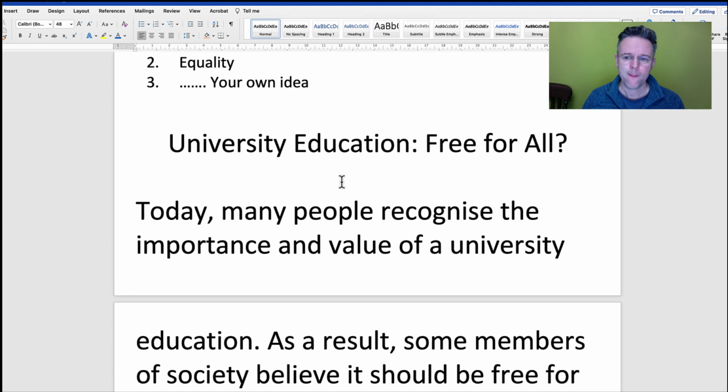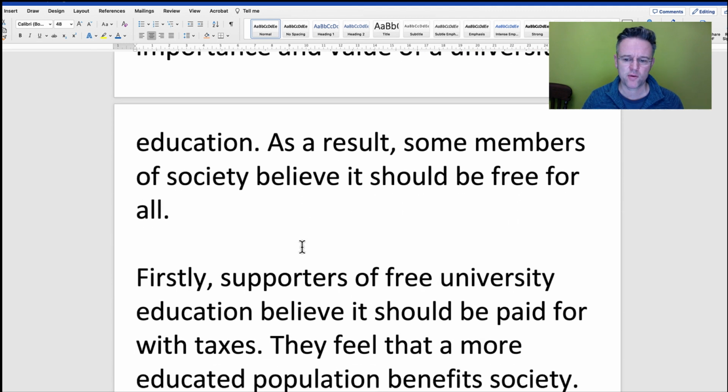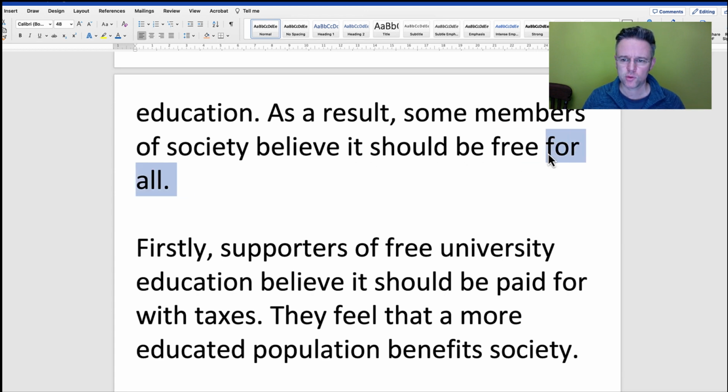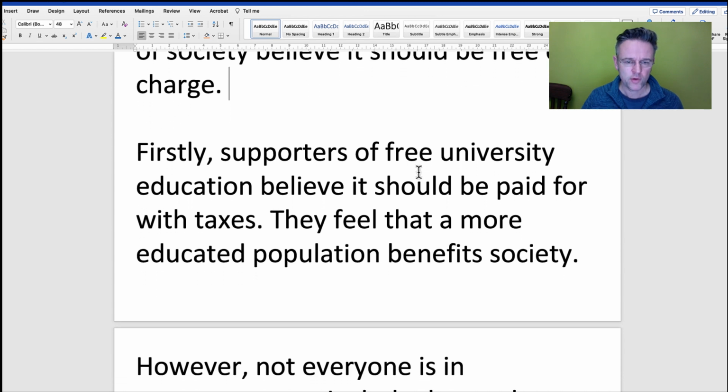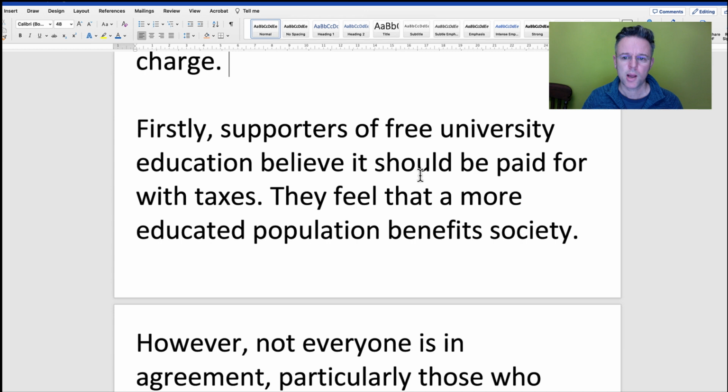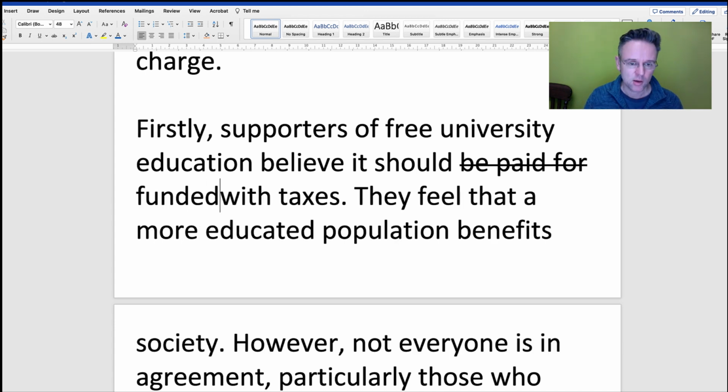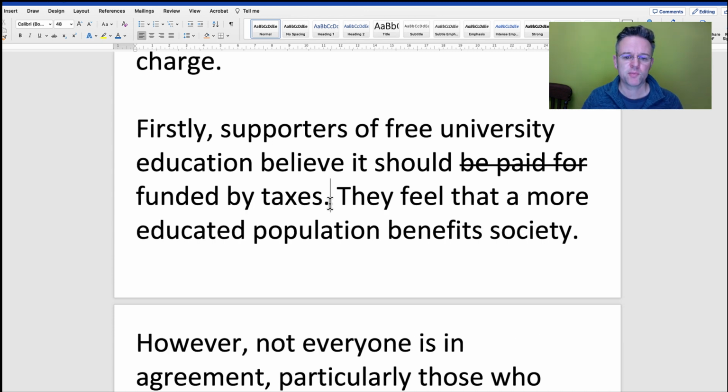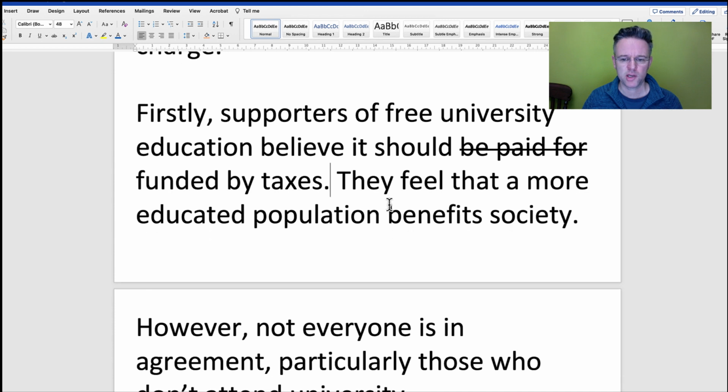Now, I've already used "free for all," and I've got it again, "free for all." I'm going to change it to "free of charge." Free of charge just means free. Firstly, supporters of free university education believe it should be paid for with taxes. Now, there is another expression. Instead of "be paid for," we can say "it should be funded by." So let's cross that out. Now, in the test, you would write this above, but I'm on the computer, so I'm going to write it like this. Funded by. To be funded by means to be paid for when we're talking about the government. They feel that a more educated population benefits society.